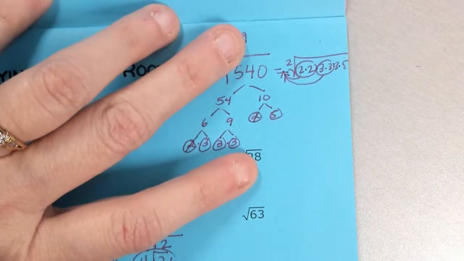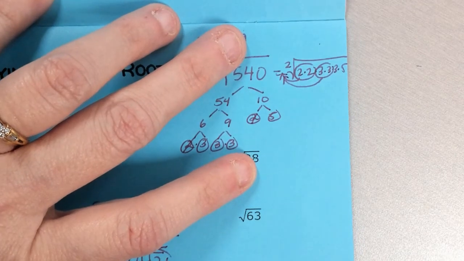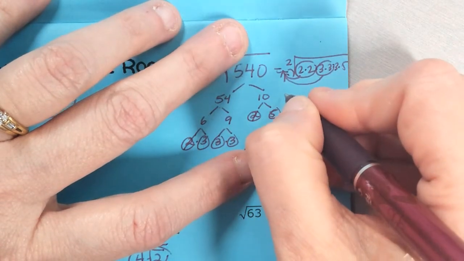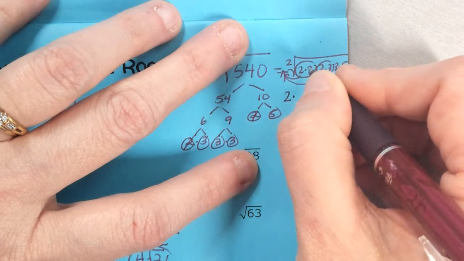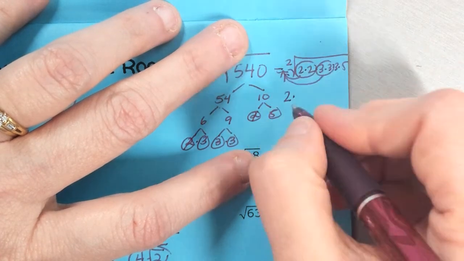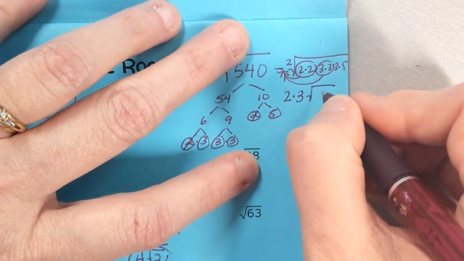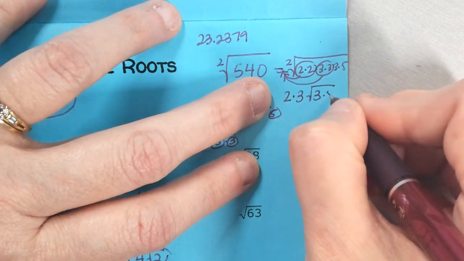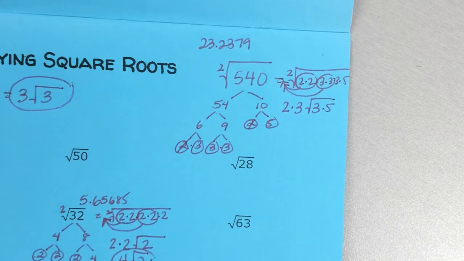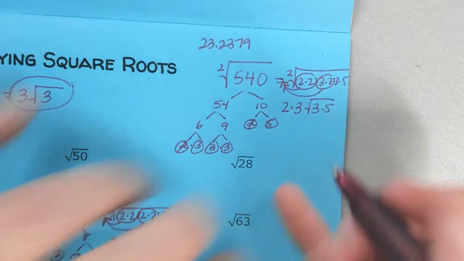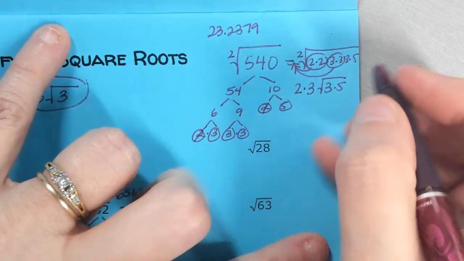So they can't come out from under the radical. They got to stay there. Okay? So I have 2, because those 2 2's exchanged for 1 on the outside. These 2 3's are going to exchange for 1 on the outside. And the 3 and the 5 have to stay under there because they don't have partners. Okay? So now I'm going to multiply the outside and multiply the inside.